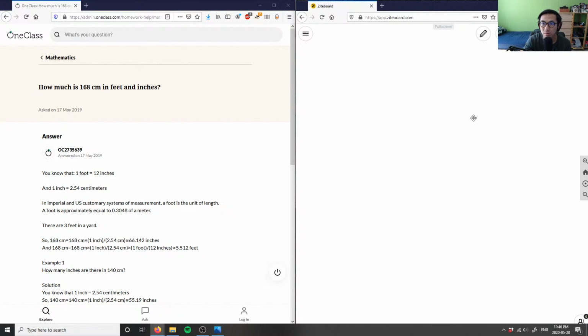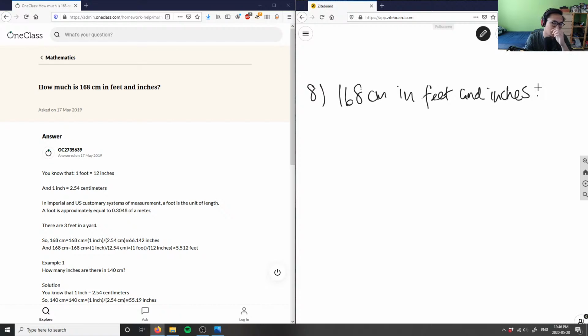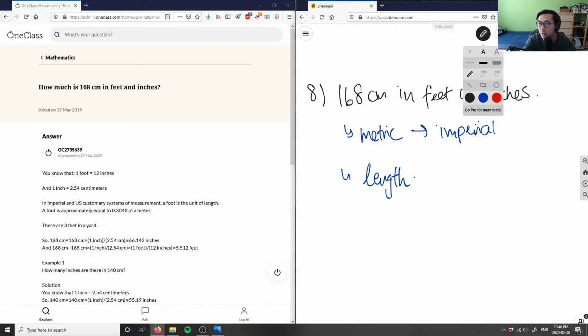Number 7, 3 more questions for the day. Number 8. I have 168 centimeters in feet and inches, and I think I've done this problem before as well. We can do this again. What we have to do is, again, this is in centimeters, in the metric system, and feet and inches is in the imperial. So I have to figure out a conversion factor, and I'm measuring length. So I have to figure out some type of conversion factors for both of these systems here.